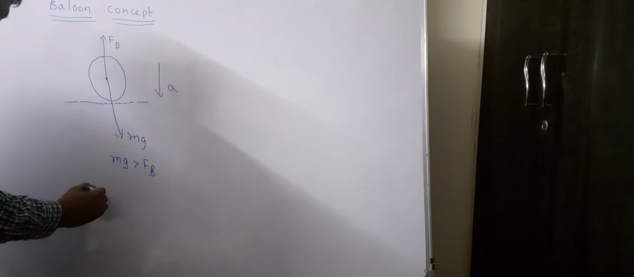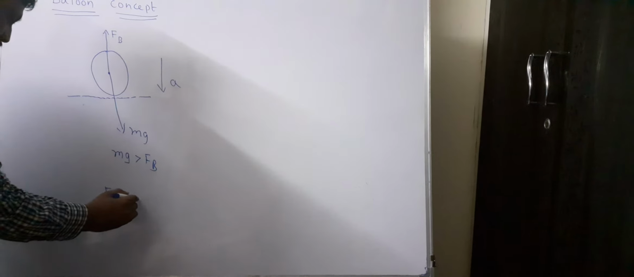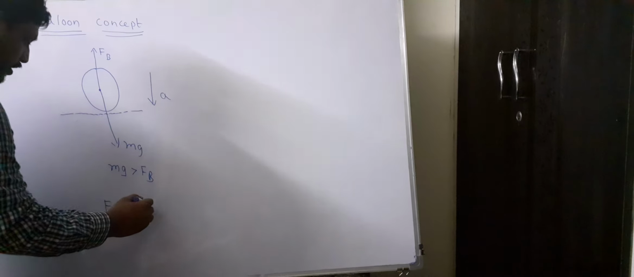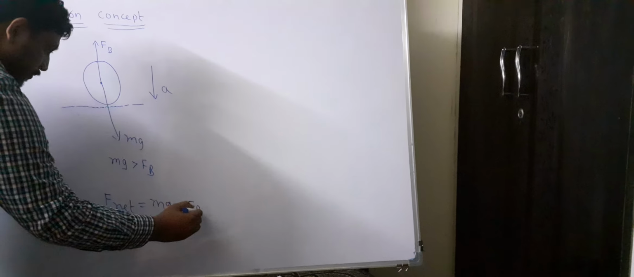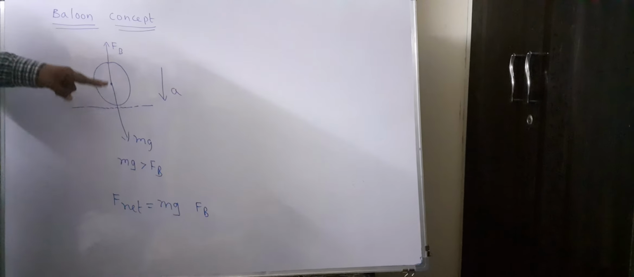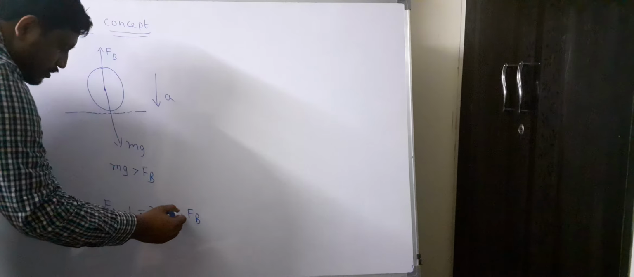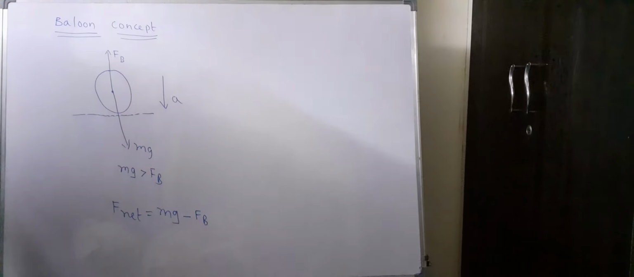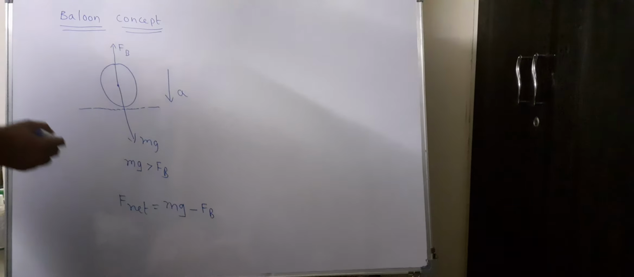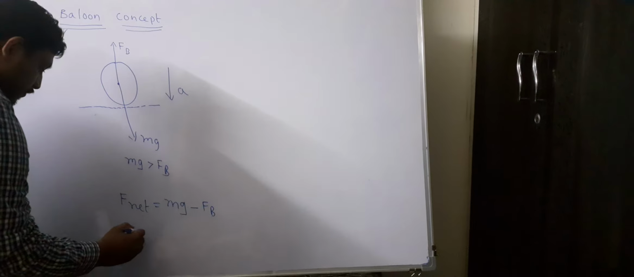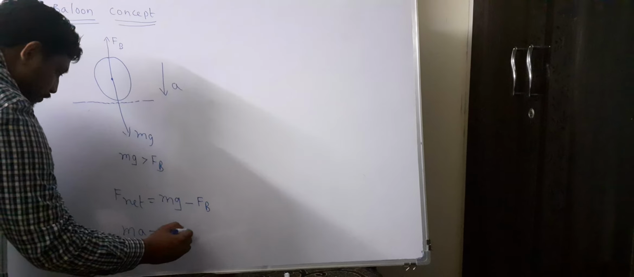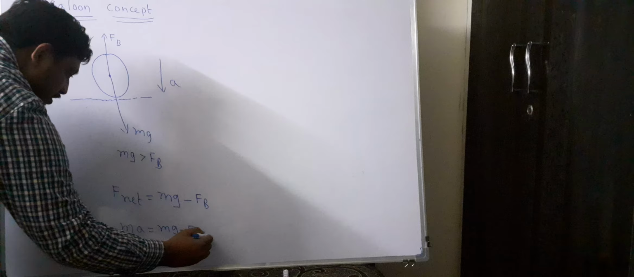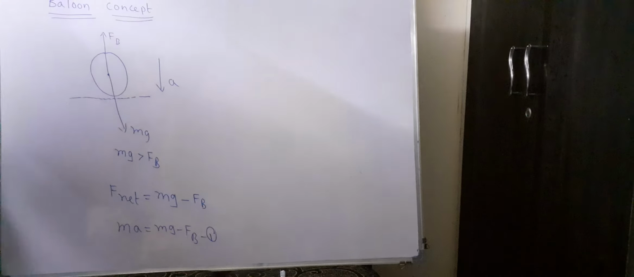In the situation, net force is always written as larger first and then smaller. Here both are in opposite directions, so that's why we write minus: larger minus smaller. Newton's second law, F equal to ma. Here ma equal to mg minus FB, equation number 1.